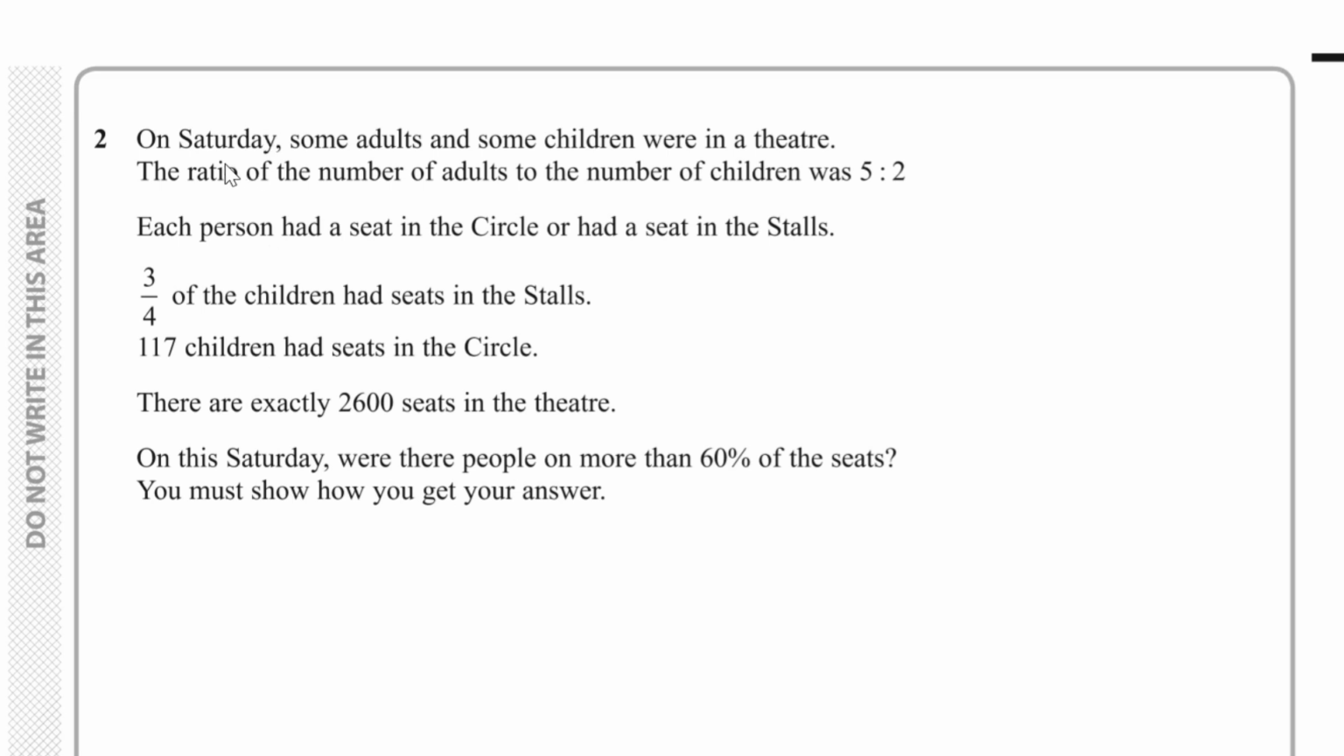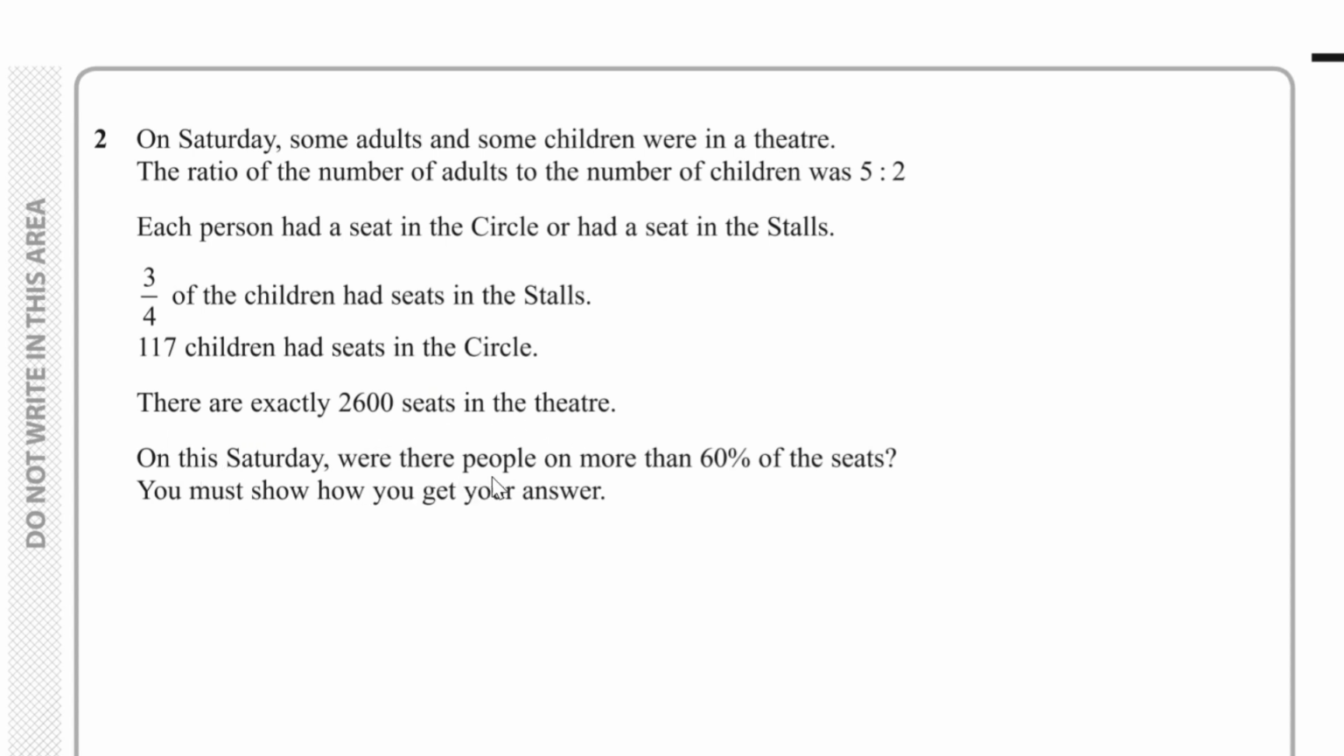Question number 2. On Saturday, some adults and some children were in a theatre. The ratio of the number of adults to the number of children was 5:2. Each person had a seat in the circle or had a seat in the stalls. 3/4 of the children had seats in the stalls. 117 children had seats in the circle. There are exactly 2,600 seats in the theatre.